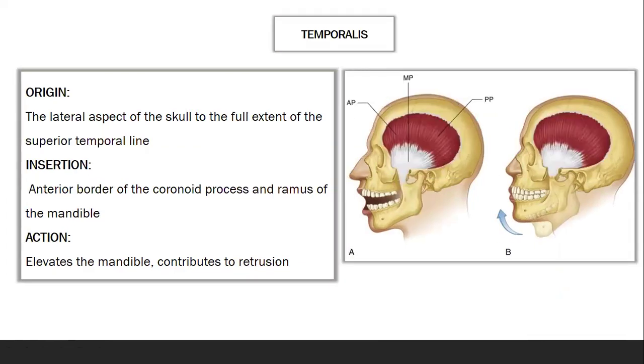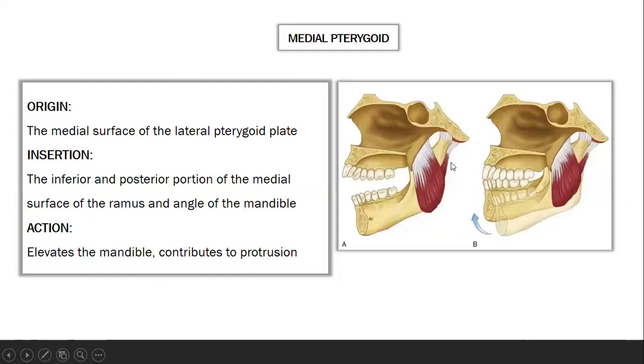Coming to the temporalis, origin is from the lateral aspect of the skull to the full extent of the superior temporal line. Insertion is to the anterior border of the coronoid process and ramus of the mandible. Action: elevates the mandible and contributes to retrusion. Coming to the medial pterygoid, origin is from the medial surface of the lateral pterygoid plate, whereas insertion is to the inferior portion of the medial surface of the ramus and the angle of the mandible. Action: elevates the mandible and contributes to protrusion.